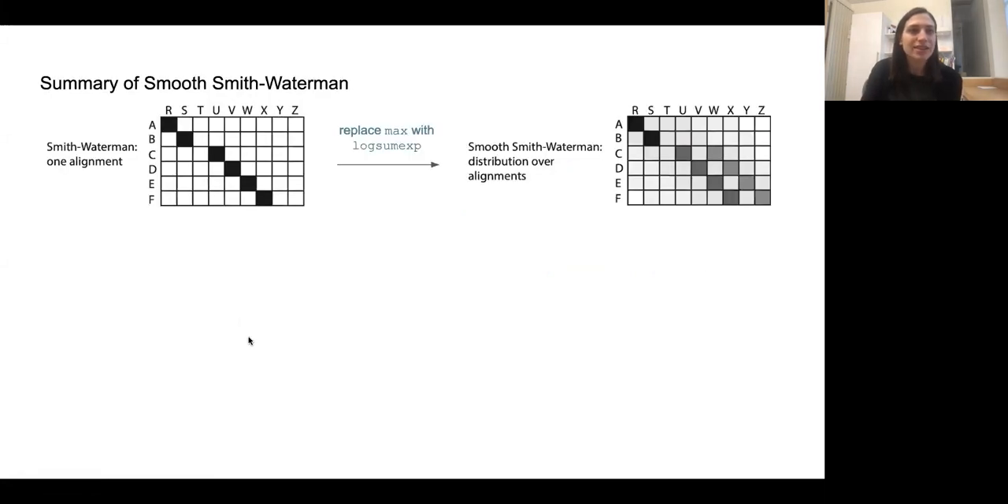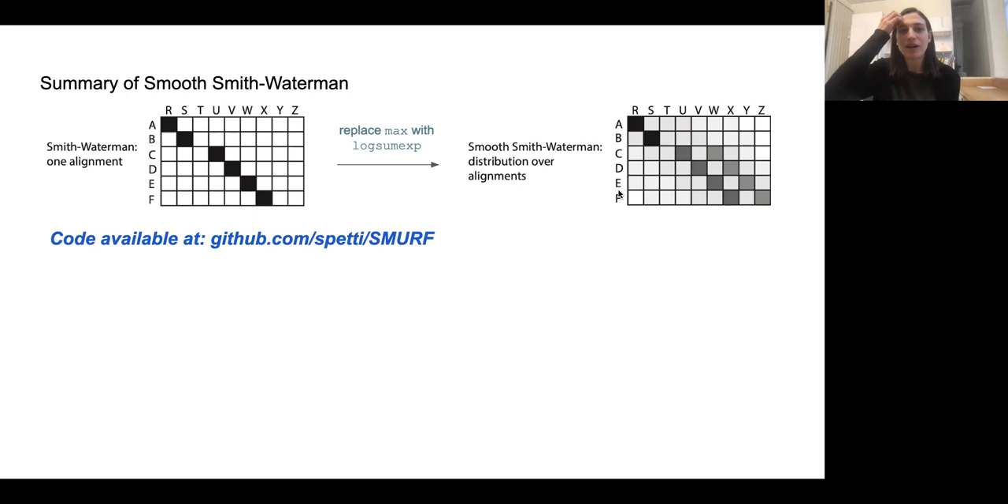So to summarize, Smith-Waterman just gives us one alignment. We replace max with log sum exponential, and now we get a distribution over alignments. The code for this is available in our repo on GitHub, and we hope that if you're interested in learning alignments in the context of neural networks, you look at our code. We also implemented an affine gap penalty as well as a temperature parameter that I didn't talk about here.